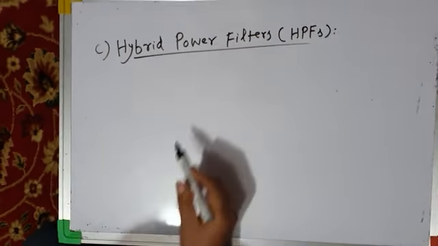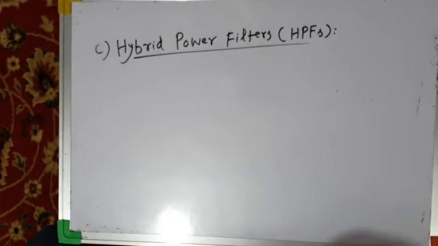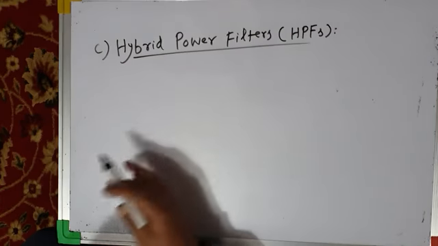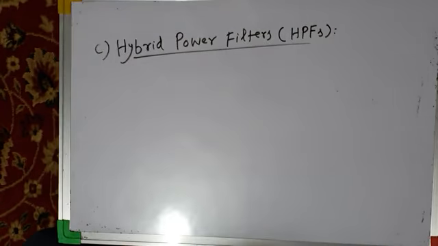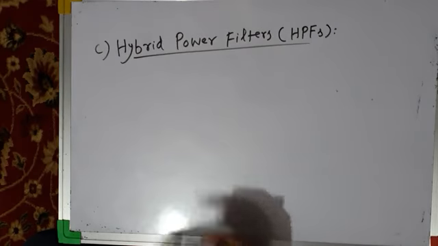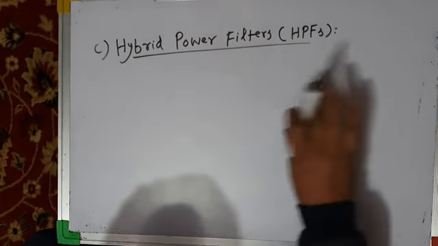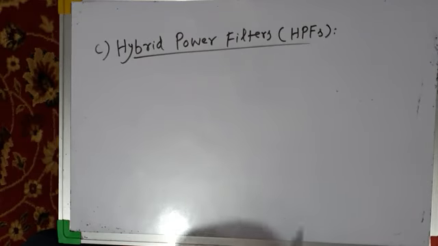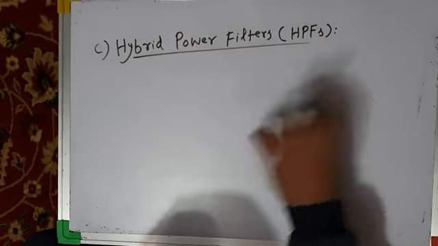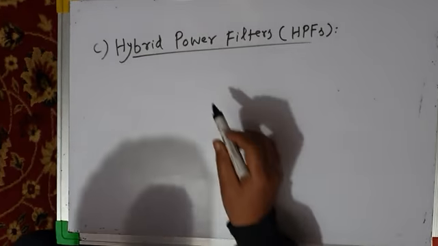Hybrid power filters are basically a combination of active power filter and passive power filter, or a combination of passive and passive power filter, or a combination of active and passive power filter. So when you have, say, a shunt active power filter which will take care of current harmonics, you connect a passive filter also along with the shunt active power filter, which will provide the rest of the compensation.